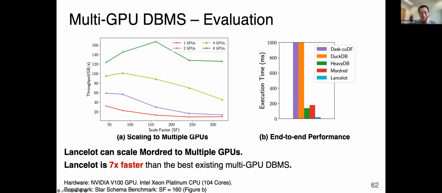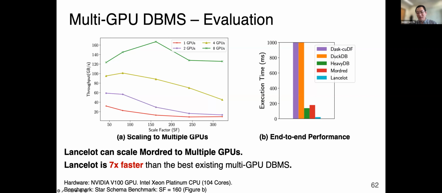Well, that's expected. And HeavyDB here, we also use multiple GPUs. HeavyDB does support multiple GPUs. So when you do use multiple GPUs, HeavyDB can outperform Mordred because Mordred uses a single GPU, right? But Lancelot is still much faster.